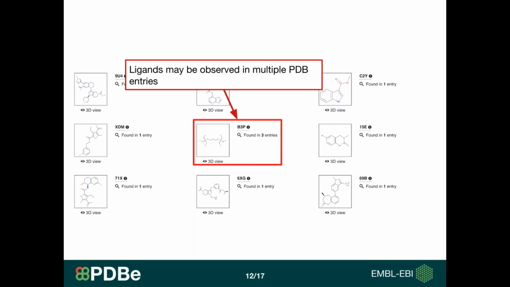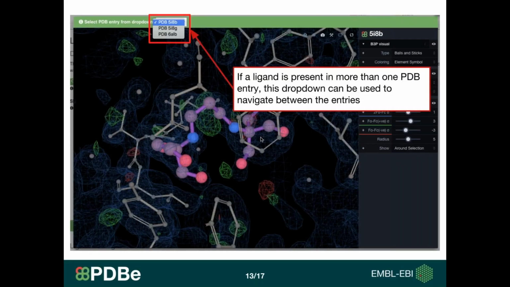It can happen that you have this ligand in more than one PDB entry, and in this case you will see how many entries this ligand is observed in. And in that case, if you go to the 3D visualization, you can use this drop-down to choose which PDB entry you would like to see.